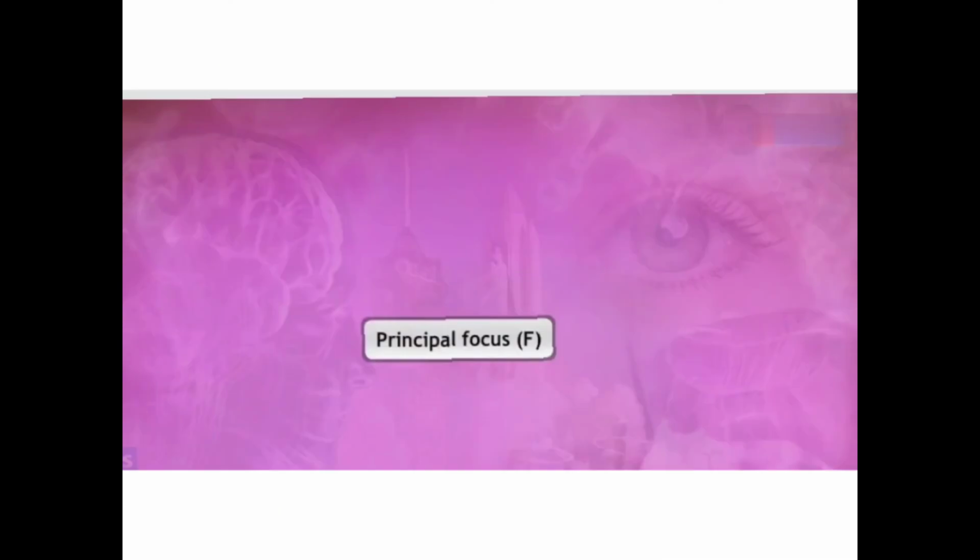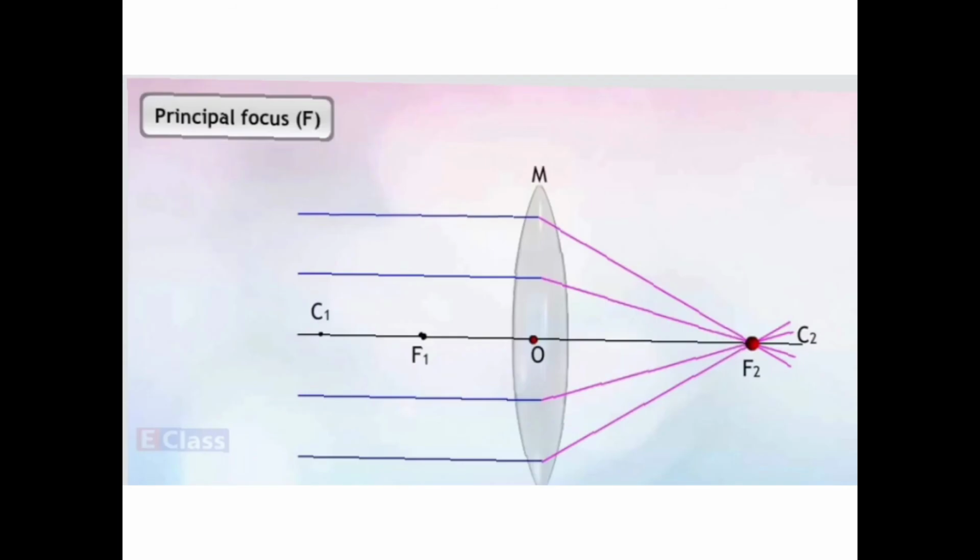Okay. The next is about the principal focus. When light rays parallel to the principal axis are incident on the convex lens, they converge to one point on the principal axis, right? And that is called the principal focus of the lens. So here children, this F2 is the principal focus of the lens.